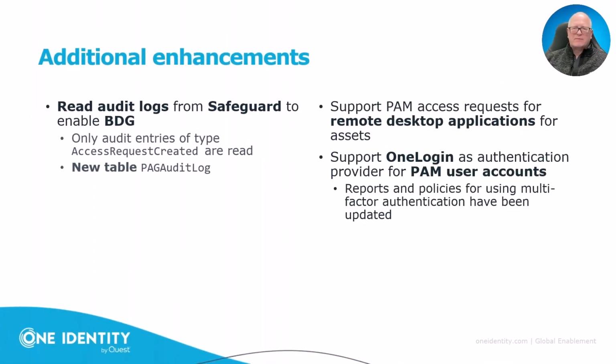Again, we talked many times about it. Behavior-driven governance is, in the end, the ability in the IGA tool to figure out accounts and account permissions which are not used. And to make it happen, we get the information out of basically two systems. One, of course, is Safeguard and the other one is OneLogin. Both are here on the screen. For BDG now from Safeguard, we get information out of the table PAG audit log, and for OneLogin, of course, we get the same information as well.